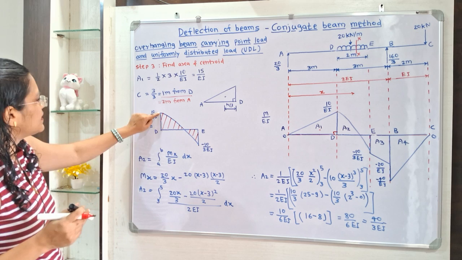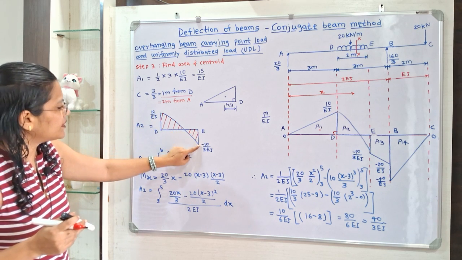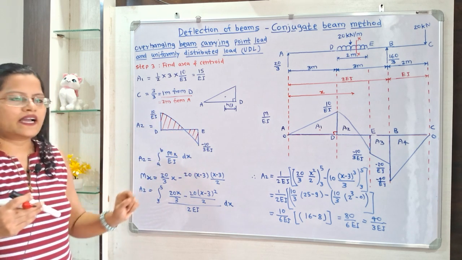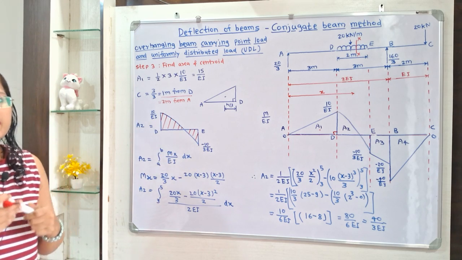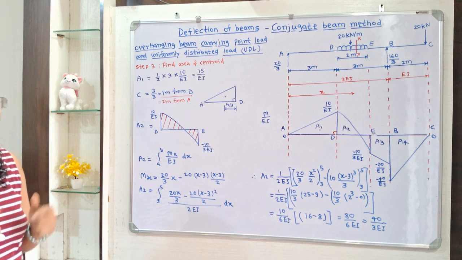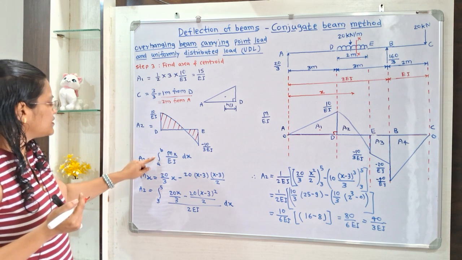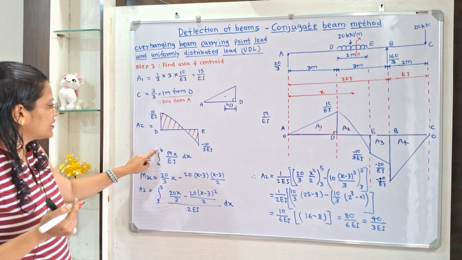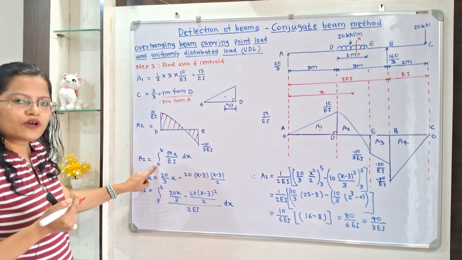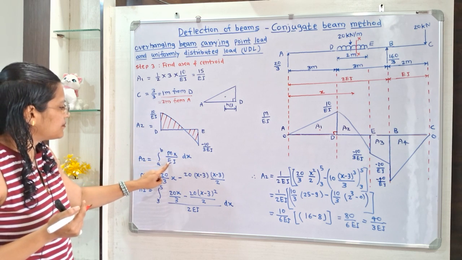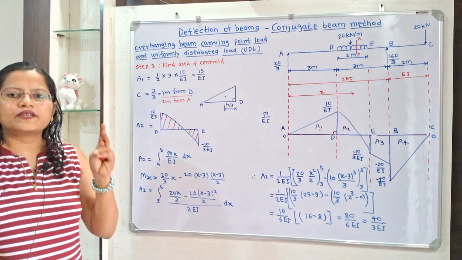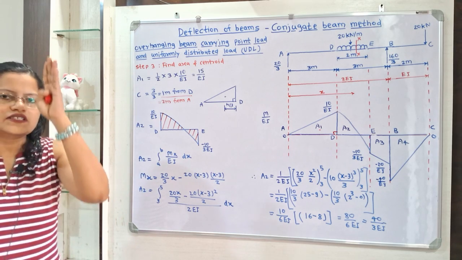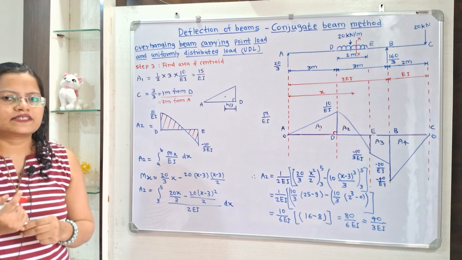Now here it is 10 by EI, and at point E minus 10 by 3 EI. So these parameters are known. So we will use the integration method, and we have the formula A2 is equal to the integration from A to B of Mx by EI dx. Now for Mx we have to take the moment of all the forces along the section xx.